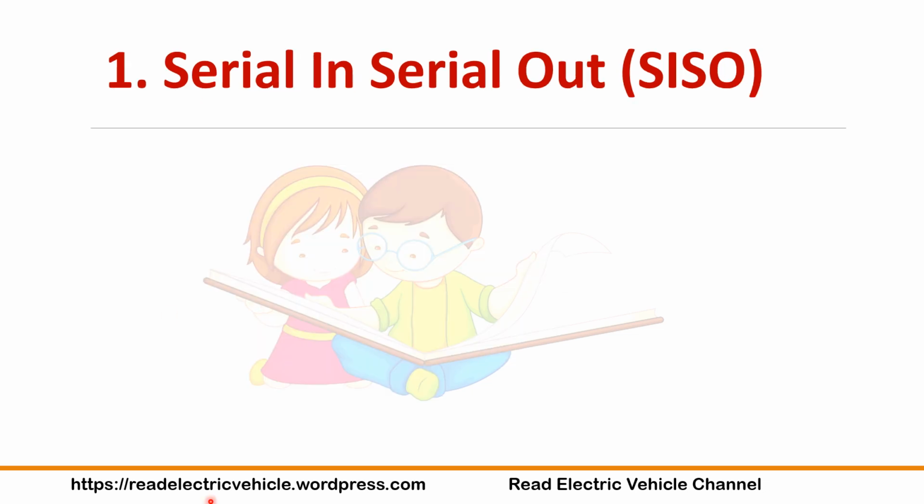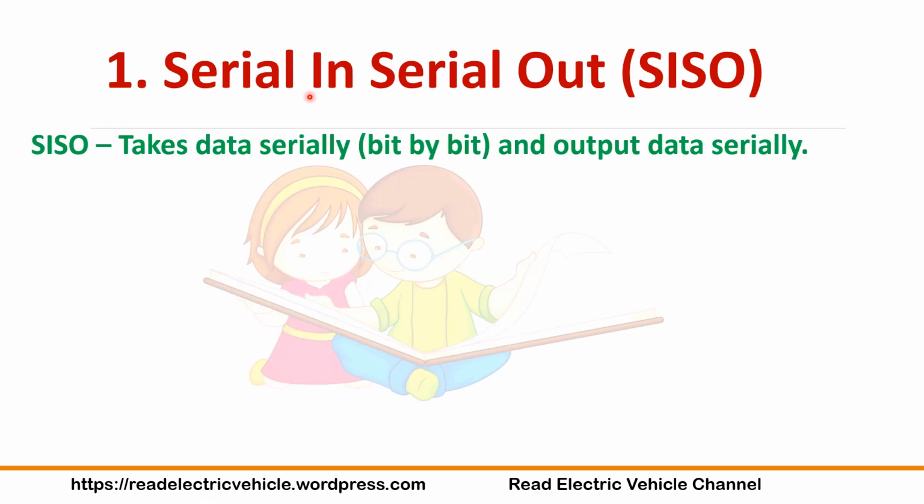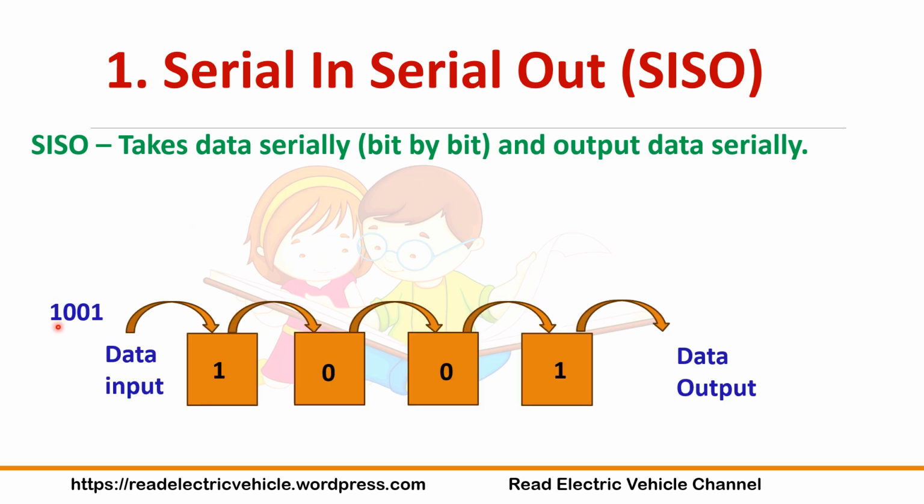In a serial in, serial out shift register, as the name suggests, the input is taken serially. The data is taken serially, bit by bit. In one clock pulse, only one input data bit will be taken. For example, here you see 4-bit data. When the first clock pulse is given, the first bit will be transferred to the flip-flop. During the second clock pulse, the second bit of data will enter the flip-flop. So for each clock pulse, only one bit of data will enter. This is the serial in, bit by bit transfer.